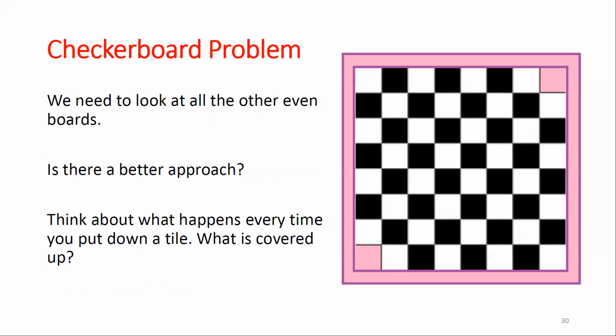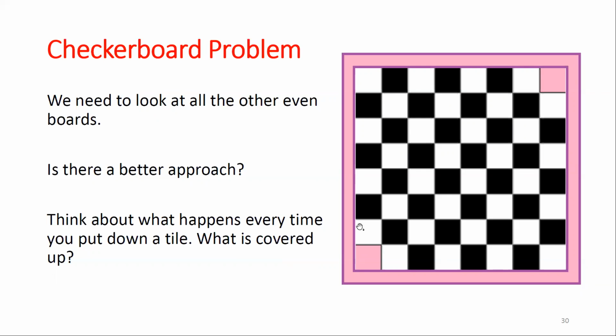All right, well, if we wanted to get to 8x8, the analysis becomes more involved. Maybe you can make it work, but there is probably a better approach than brute force, or this wouldn't be the topic I wanted to come to after lunch. Think about what happens every time you put down a tile. What is covered up every time you put down a tile? Two tiles. Okay, describe the two tiles that are covered up. One is black and one is white.